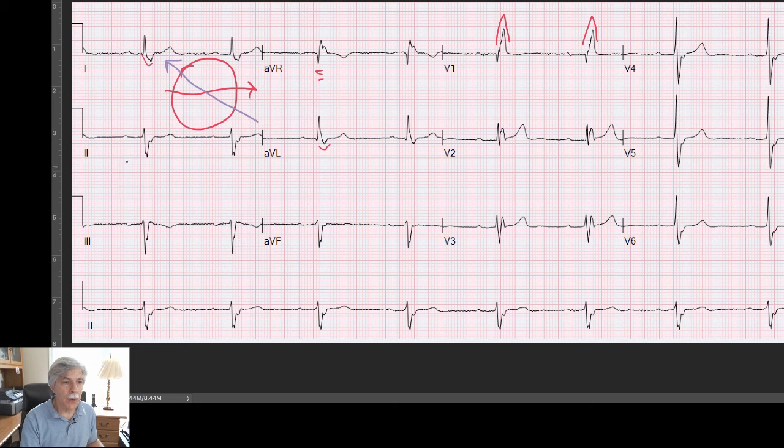So since it's going away from the feet, leads 2, 3, and aVF, that gives us an axis of minus 60. And that's consistent with the left anterior hemiblock. So anytime you have an axis of minus 45 or above, or marked right axis deviation, you can call a hemiblock.